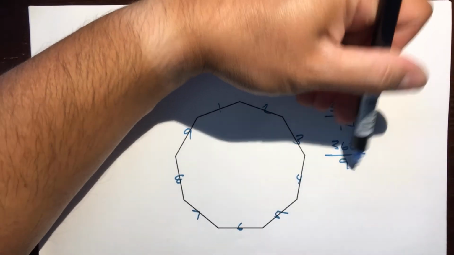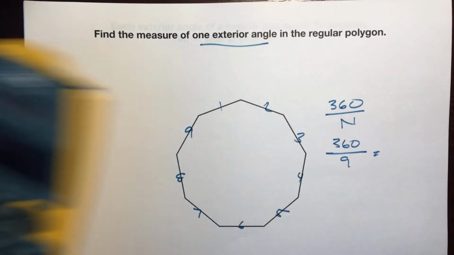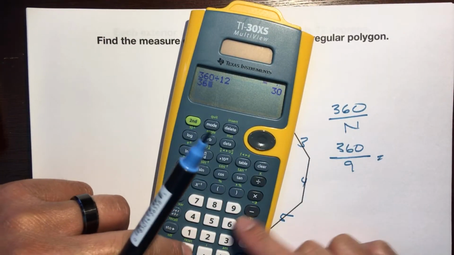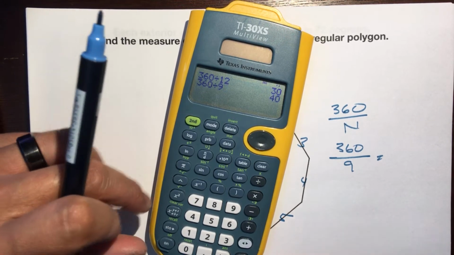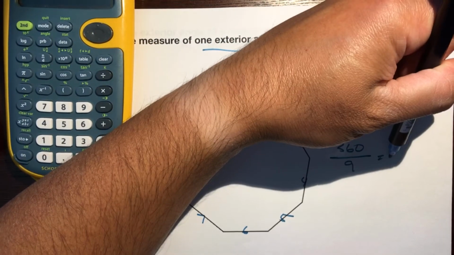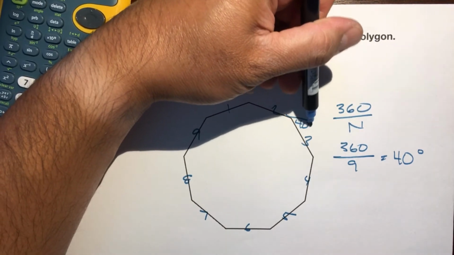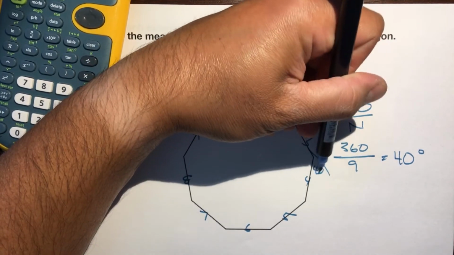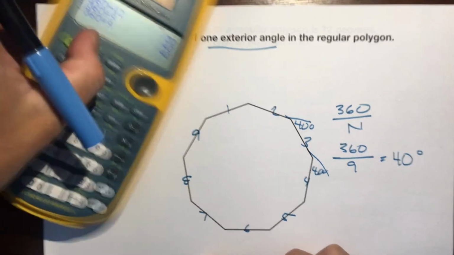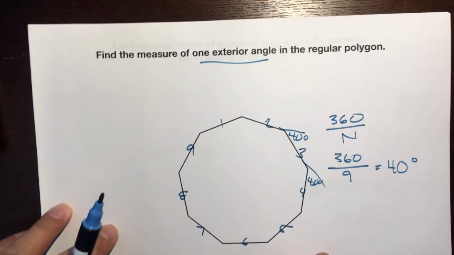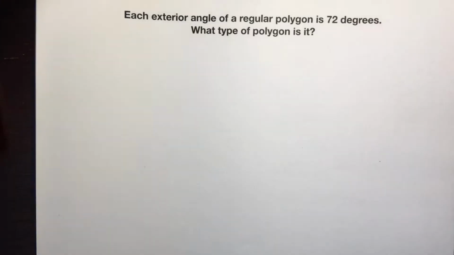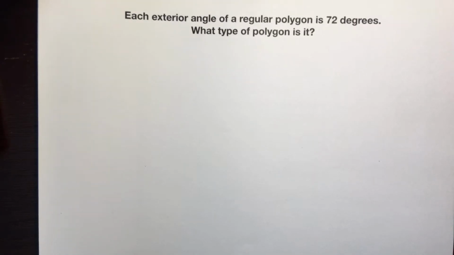360 divided by 9. And let's take our calculator, and I think it is 40, and I know it's 40, so 40 degrees. So each of these exterior angles, each of them is 40 degrees, okay? All right, and you're like, okay, cool, I get it. But what if we went backwards?